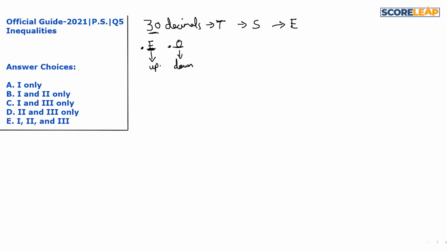Also, they have given that one third of the numbers are even. So 10 numbers are even, meaning the 10th digit of them is even. Okay, so the remaining 20 are the numbers in which the 10th digit is odd. So they have asked us what can be the possible value of E minus S, and the options that they have given are minus 16, 6 and 10.